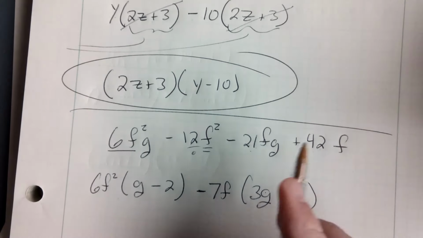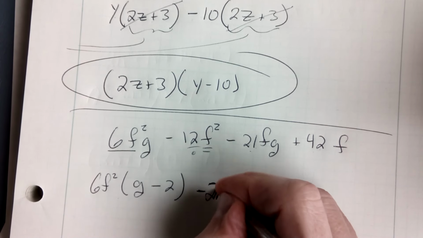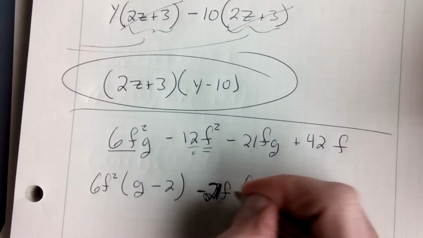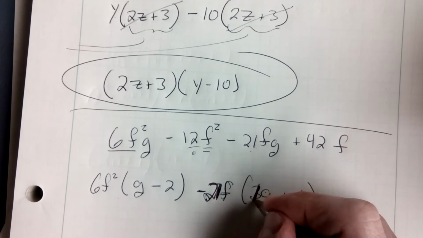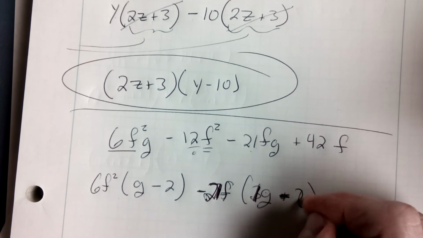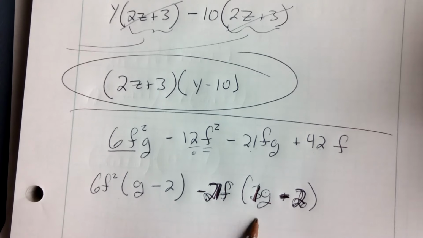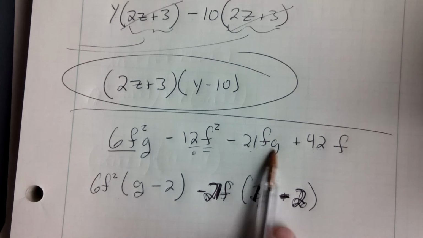So let's actually factor out a negative 21f. Now that's going to be a 1g. That's going to be, remember, a negative 2. Now it's the same. So that actually even helped me find that I could factor out more than just 7. I could factor out 21.